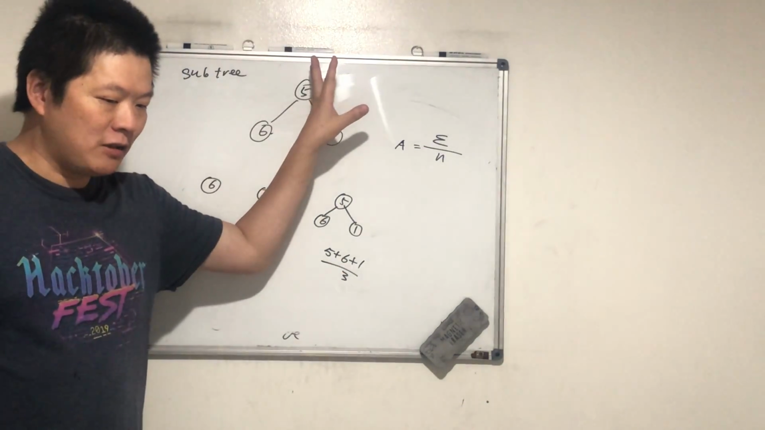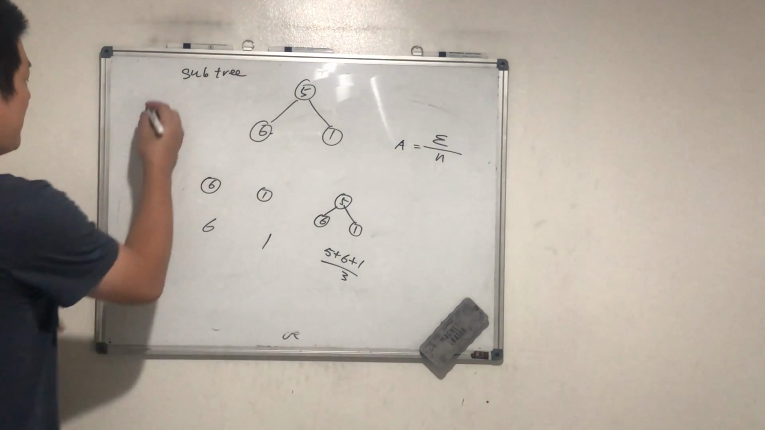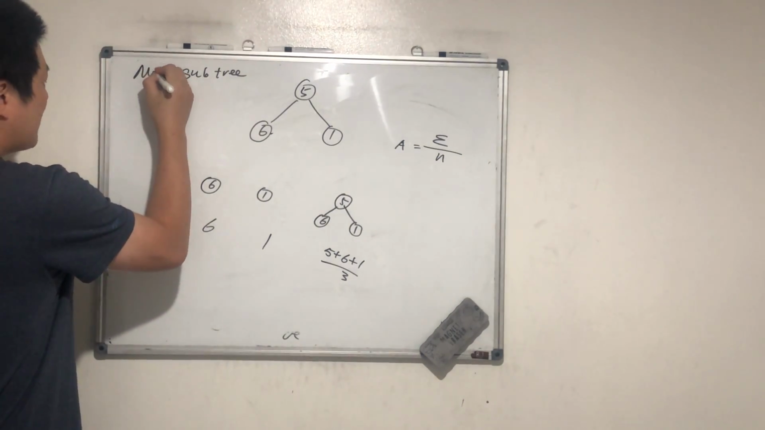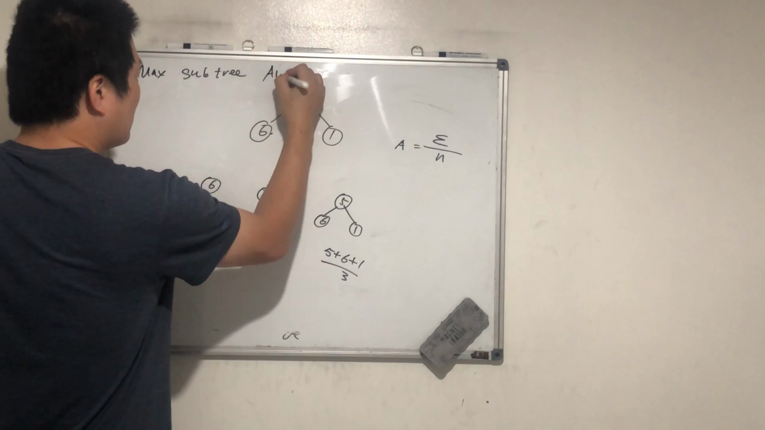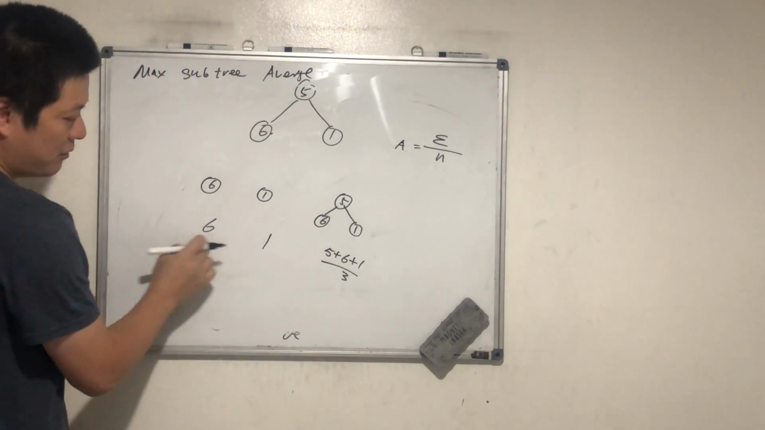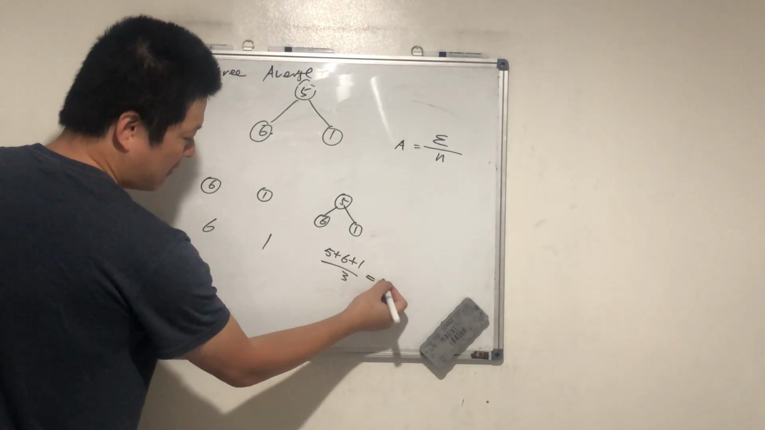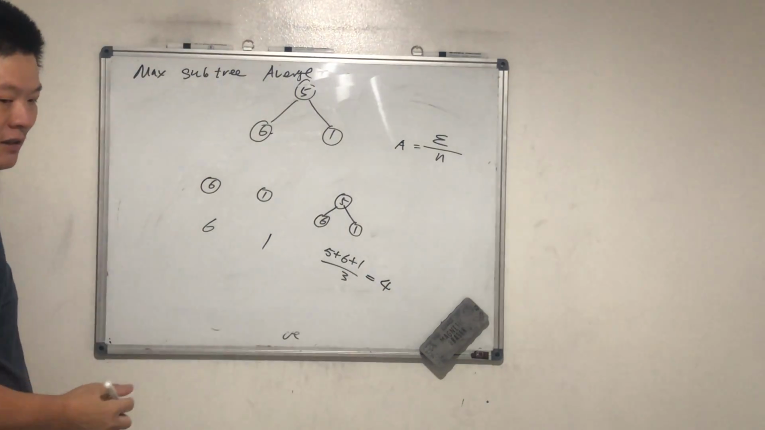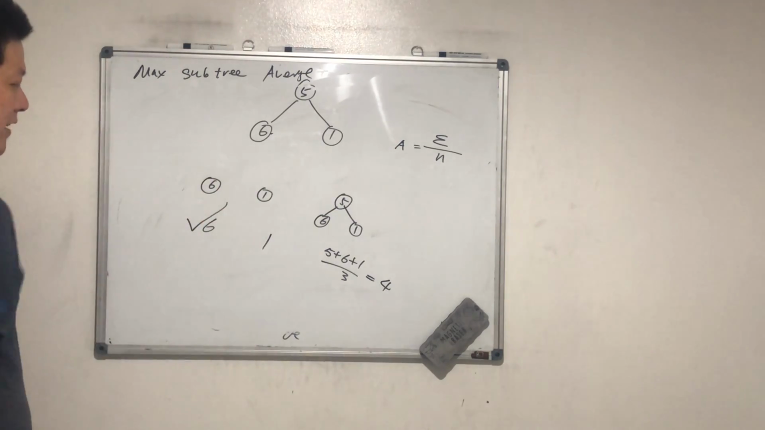Given the binary tree, we want to find out the maximum subtree average. We want to know this maximum subtree average. Which one is it? Which value is it? What's this? 4, yeah? Which one is bigger? 6. Yeah, so we find out that.